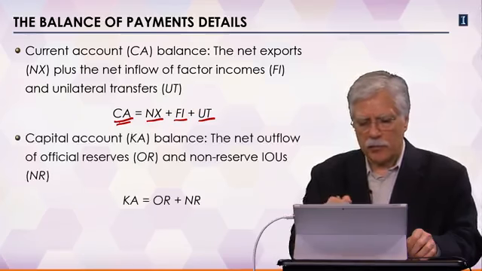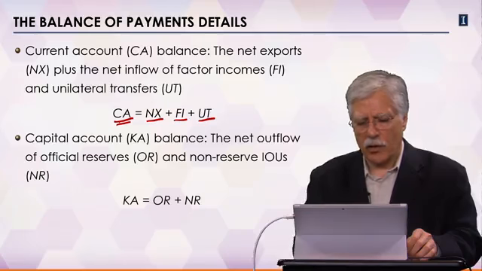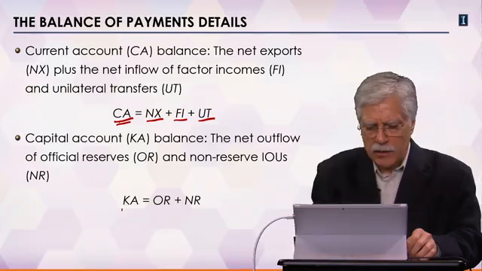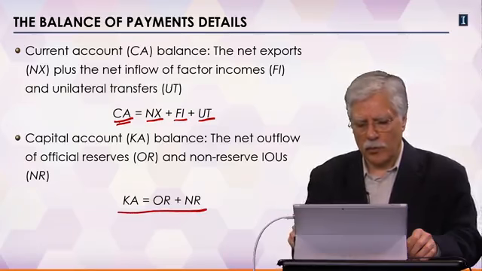Capital account, which we usually show by KA, is equal to the official reserve transactions and IOU transactions, or non-reserve transactions. So KA is equal to OR plus NR.